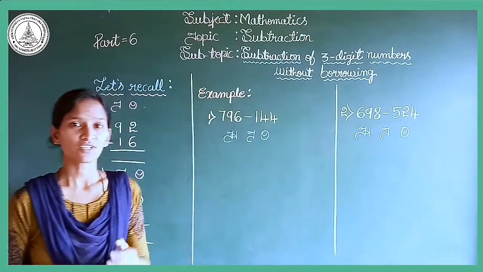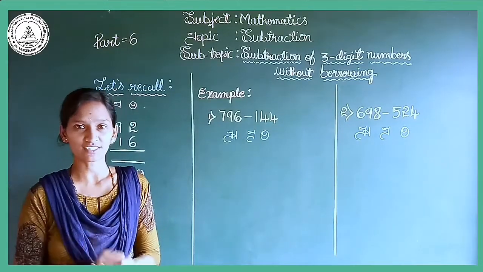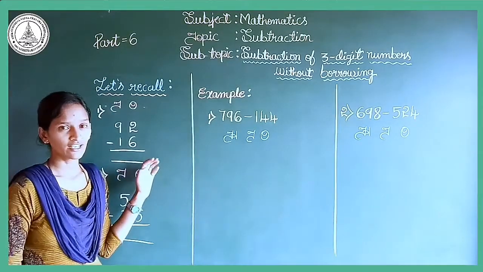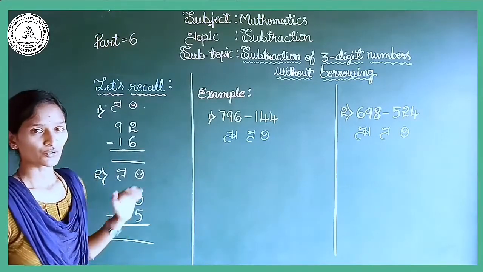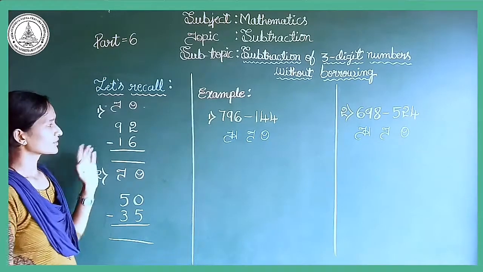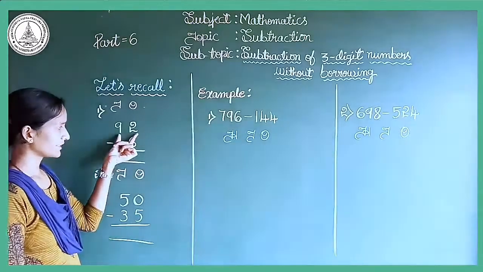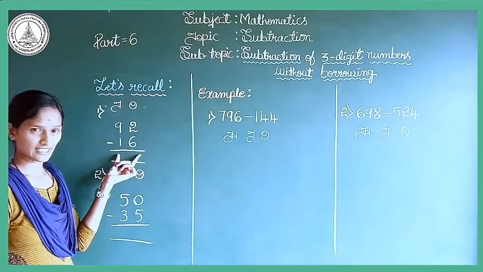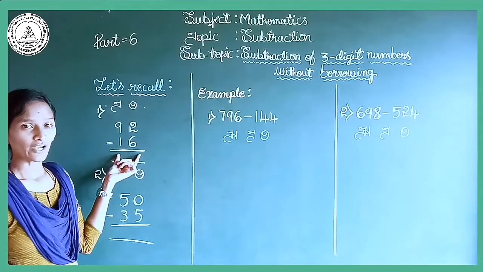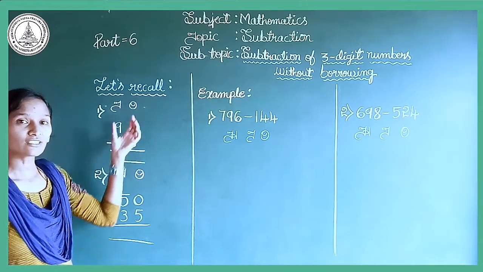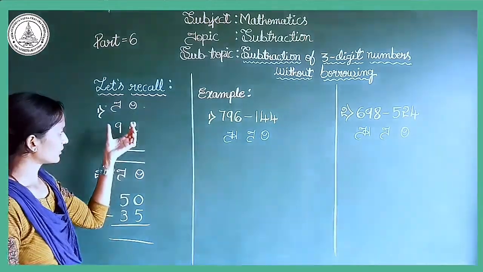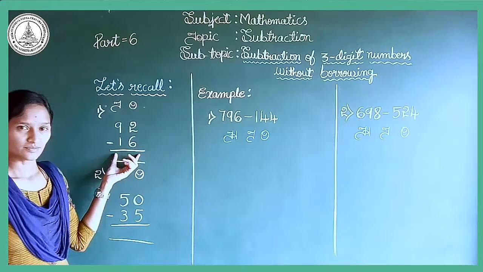Yes, come. First we will revise our previous class. So here is "Let's Recall". It's the headline. You have to solve these two problems. The first one is 92 minus 16. What is our first step? You have to write down the numbers under the columns of tens and ones, right? See here, I have already written it.